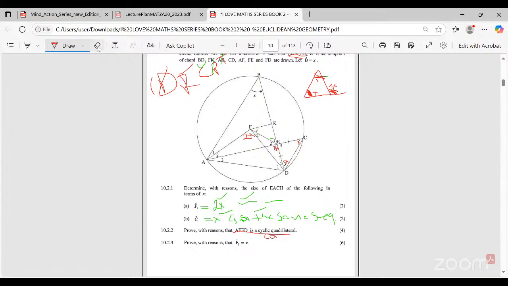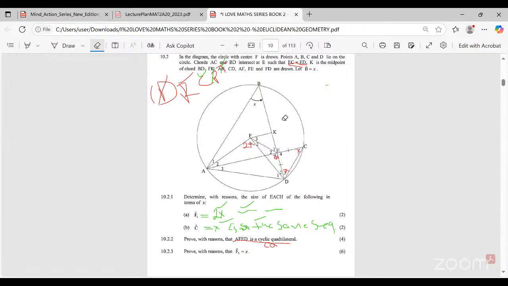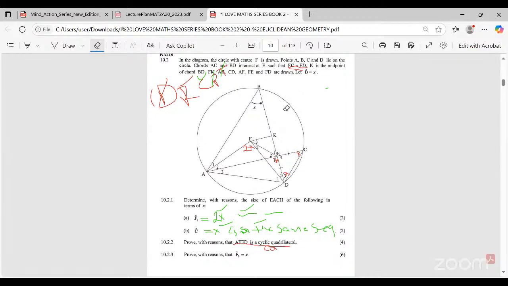So let's think on how we can do this. This one can be 2x as well. But what can we do here? I think they can't give us this information just to be there. We must use this information that this is the midpoint for that.